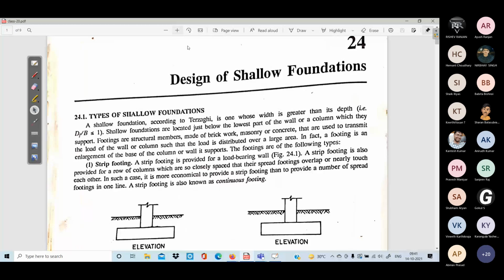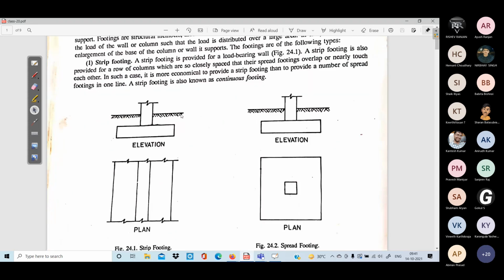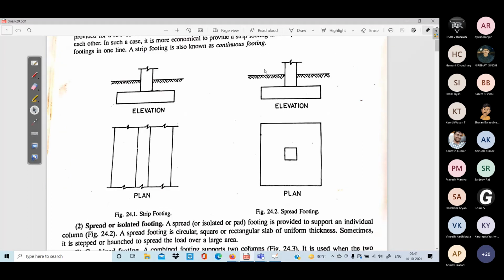Types of shallow foundations: we call it a shallow foundation when, as per Terzaghi, the width is greater than or equal to the depth. So if you recall, we have the strip footing. Here the strip footing is along the wall. And our spread footing is isolated, as the name suggests. And this is the elevation.